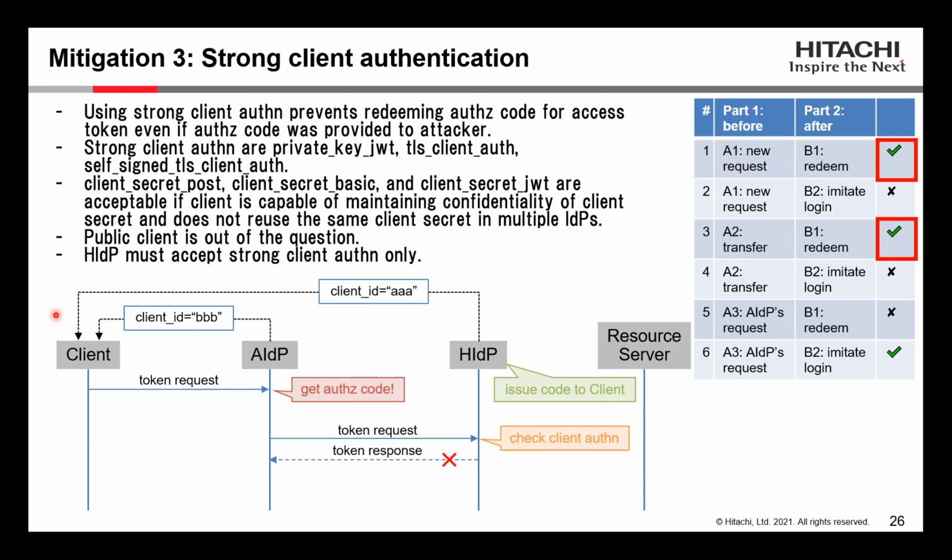Here, regarding patterns 1 and 3, I describe how this mitigation 3 works. If the client reuses the client secret in multiple IDPs, AIDP can easily get the client secret at this time. So AIDP can send an honest token request to HIDP. However, if the client uses strong client authentication methods or doesn't use the client secret, AIDP cannot get the client secret. So the client authentication at HIDP fails. Then the attacker cannot get an access token.